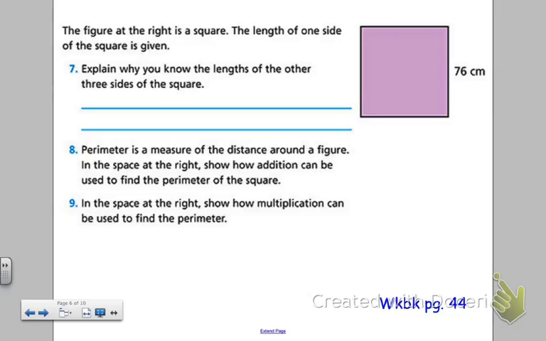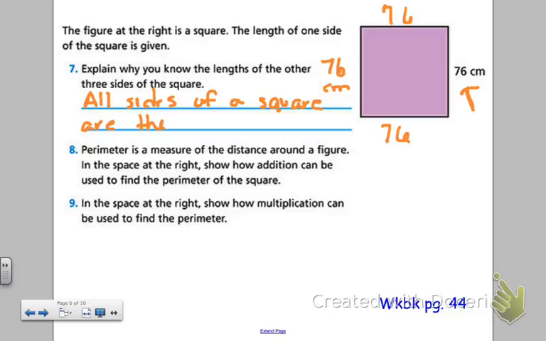Now, workbook page 44, the figure at the right is a square. The length of one side of the square is given. Explain why you know the lengths of the other 3 sides of the square. Well, if this side is 76 centimeters, isn't this side also 76 centimeters? And probably the top and the bottom, of course? That's because we're talking about a square here, right? All sides of a square are the same length.